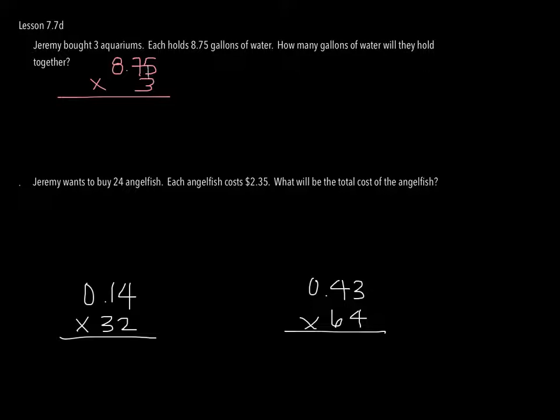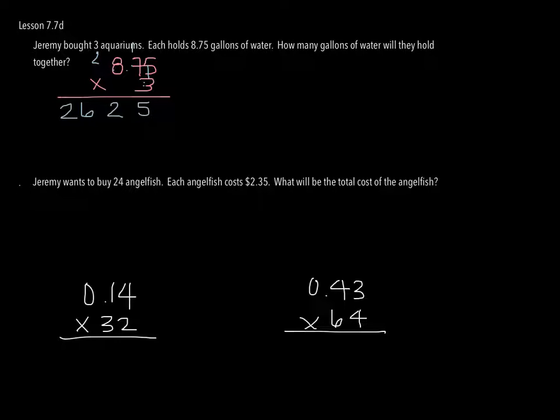3 times 5 is 15. Write down the 5. Carry the 1. 3 times 7 is 21. Plus 1 is 22. Write down the 2. Carry the 2. 3 times 8 is 24. Plus 2, 25, 26. Write down 26 because that's done with the multiplying.